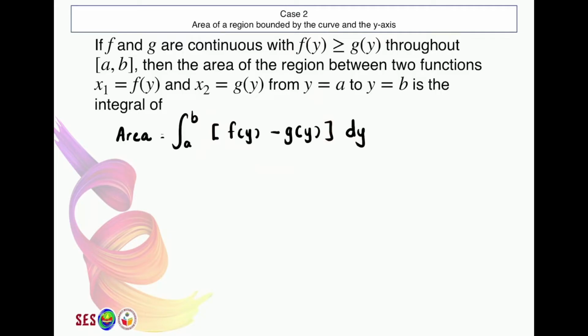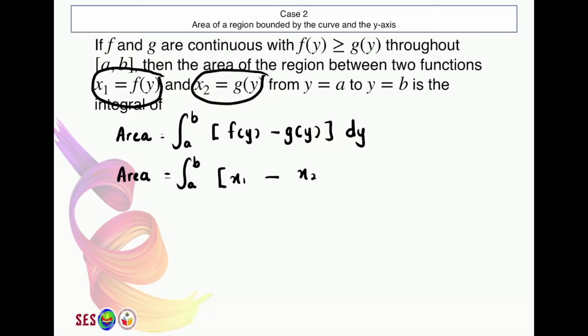Okay, so as usual, we can also rewrite this formula as x1 equals f(y) and x2 equals g(y), so this is our f(y) and this is our g(y). We can also rewrite this formula into the integral of x1 minus x2, dy. Okay, this is another form of the formula.